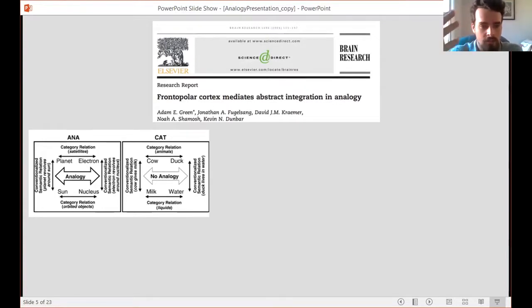Cow and milk are semantically related, and cow and duck are in the same category. So we're controlling for the categorical and semantic processing, but not the ability to create these analogical mappings and solve the problems. Our goal with this study was to look at what brain regions are activated during analogical reasoning that are not activated during our control task.